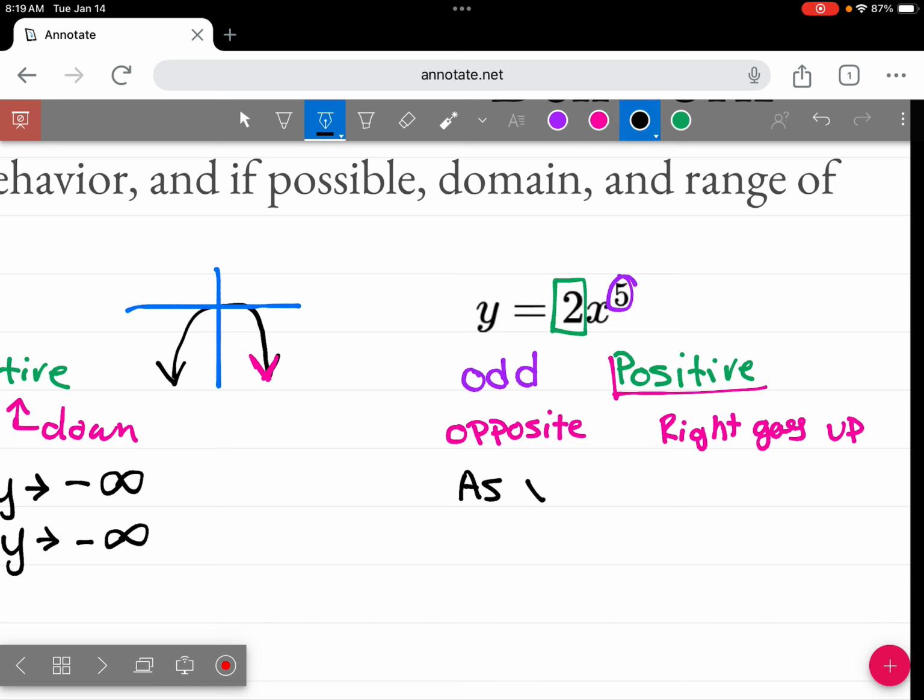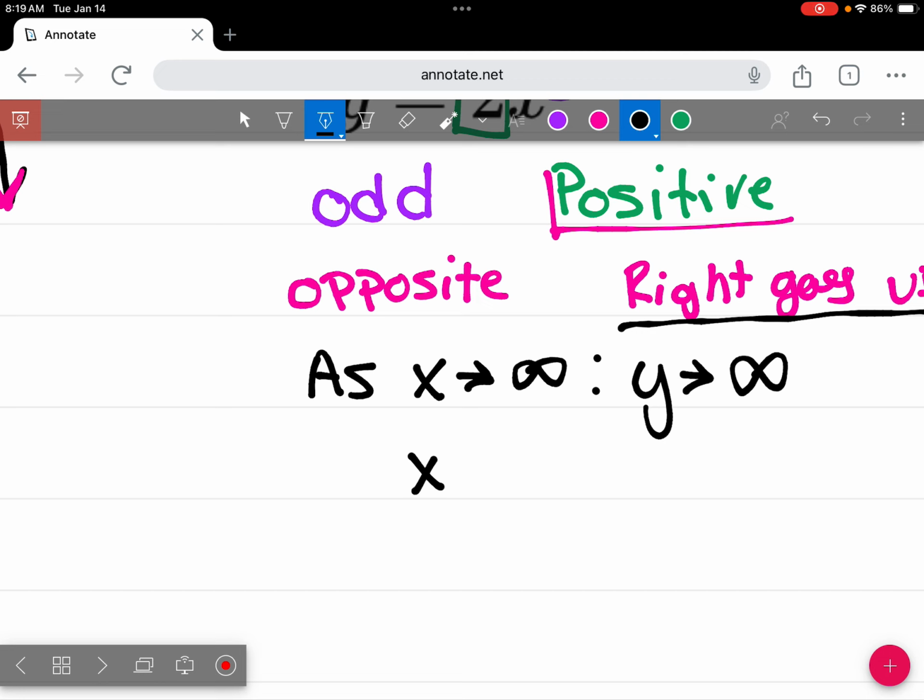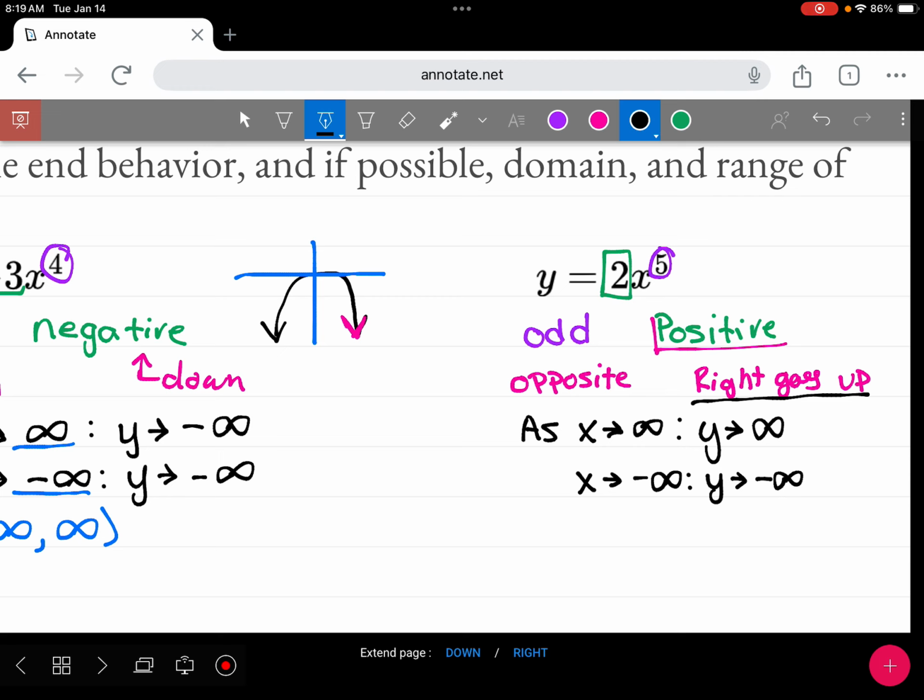So as x approaches positive infinity, that's my right arrow, our y approaches what? I said our right goes up, so how do I say that? Positive infinity. Good. Then as x approaches negative infinity, looking at my left arrow, what happens to y? Negative infinity, because they go in opposite directions. That means this thing kind of looks like that. So do we know our domain?